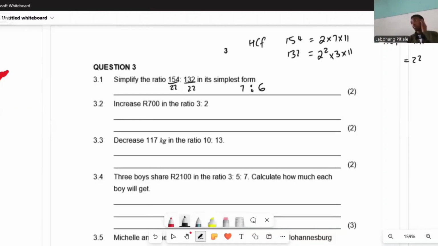Any questions? Are you coming okay? Okay. And then these increase and decrease ones, they usually ask them, right? But did you guys do this in class? Decreasing something in a ratio?